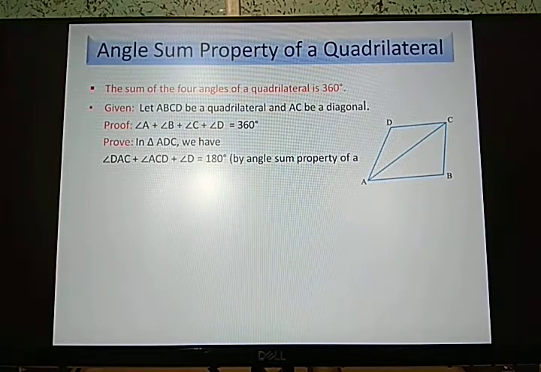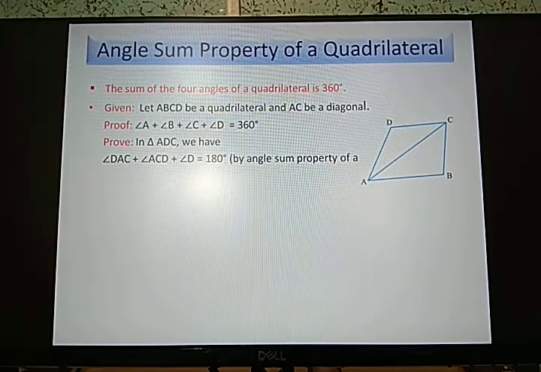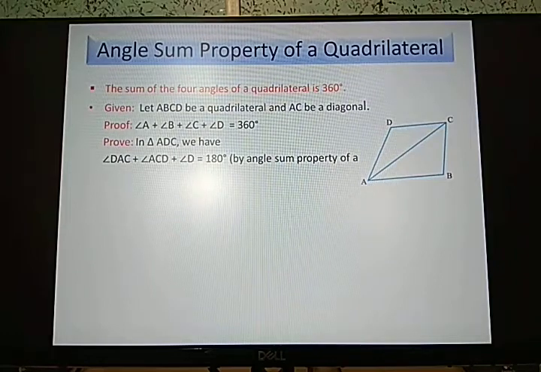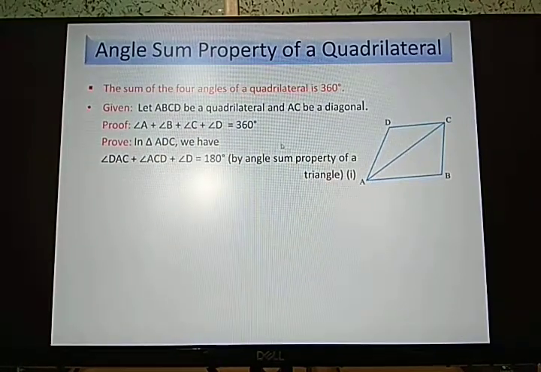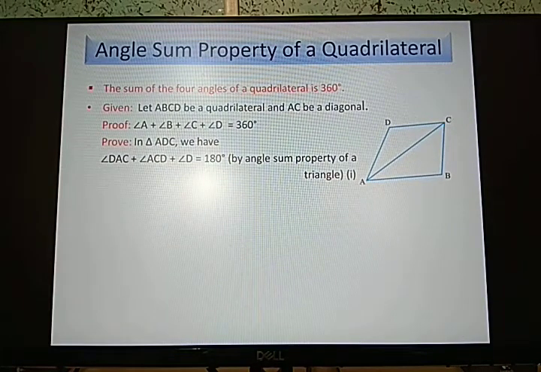You will get to know why we have taken angle D, because eventually we have to show that the sum of the four angles is equal to 360 degrees. So by the angle sum property of a triangle, we can say that the sum of these three angles is equal to 180 degrees. So we mark it as equation 1.